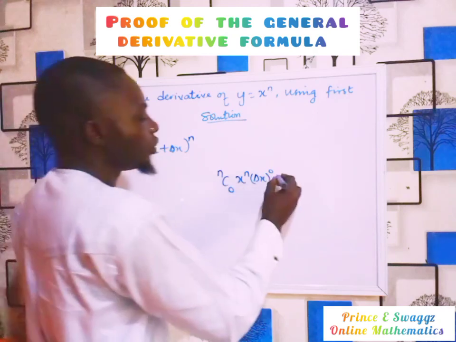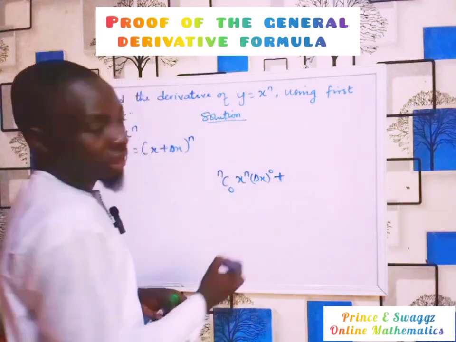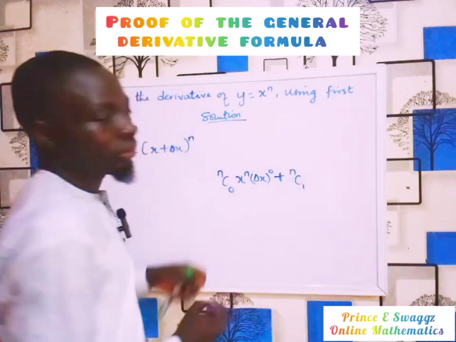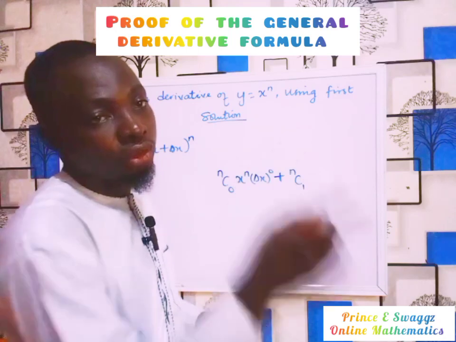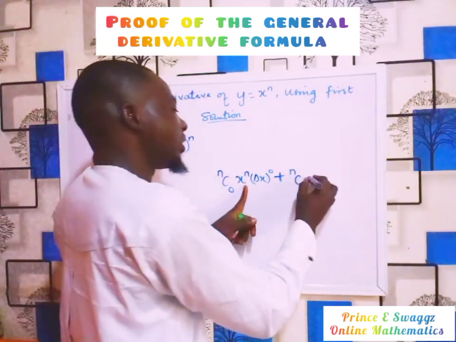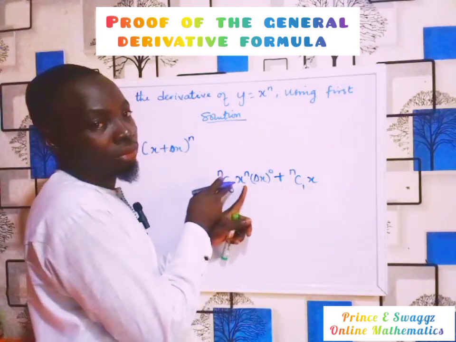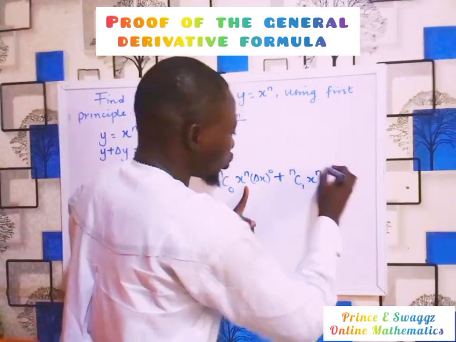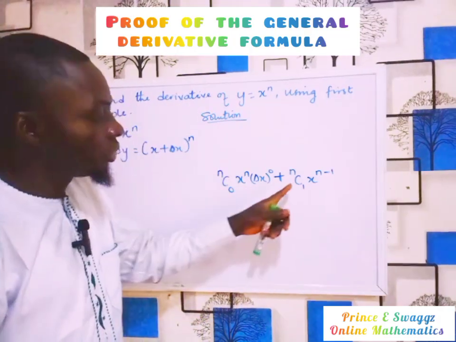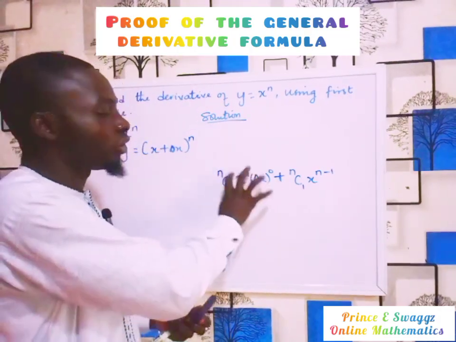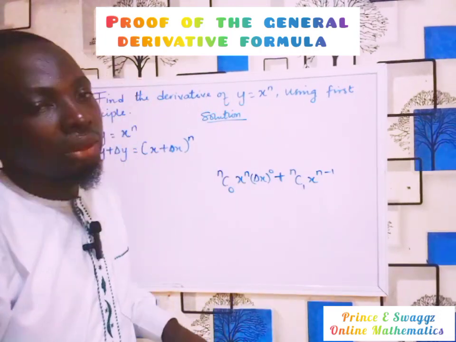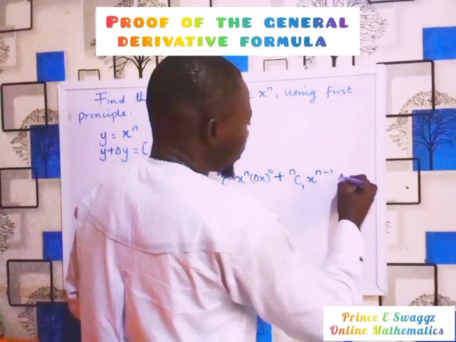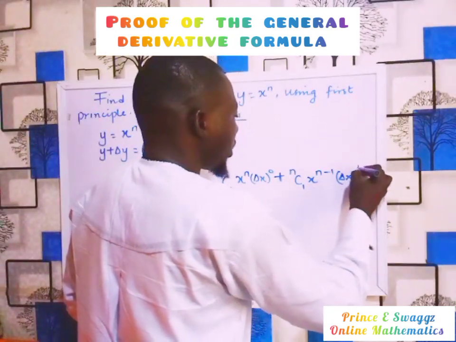You move to the second term, which is plus again. The coefficient will become n combination 1. That will be the coefficient of the second term, n combination 1. Then the power of our first term, which was n here, will decrease by 1. That is n minus 1. That is how the power of the first term begins to decrease, while the second term will increase in power. So the second term will become delta x all raised to power 1.